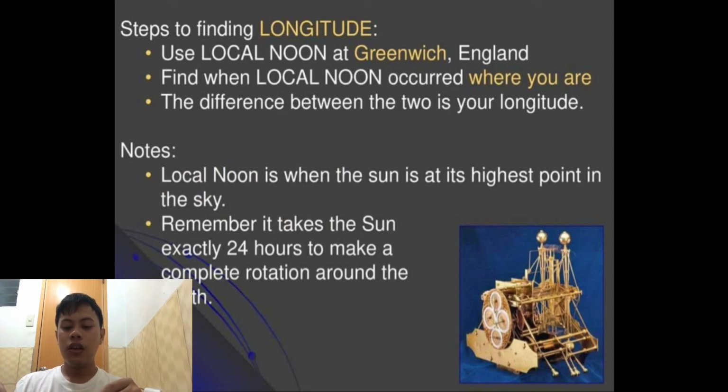First, find local noon at Greenwich, England. Second, find when local noon occurs where you are. Third, the difference between the two is your longitude. And take note, local noon is when the sun is at its highest point in the sky. Remember, it takes the sun exactly 24 hours to make a complete rotation around the Earth.